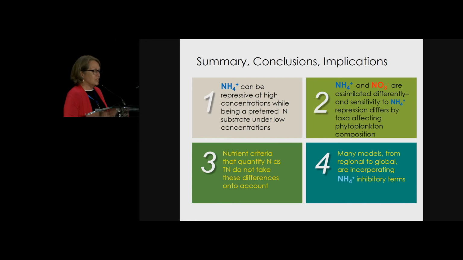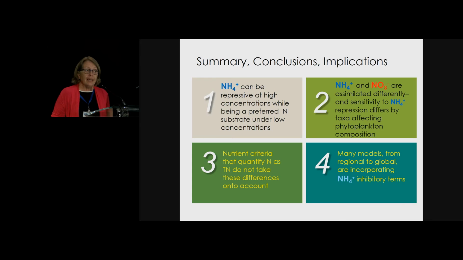So just to conclude, I think I've shown you that ammonium can be repressive at high concentrations while being a preferred nitrogen substrate under low concentrations, and this repressive effect is becoming more and more important in our eutrophic environments. Ammonium and nitrate are assimilated differently by different phytoplankton groups. We've long known this, and the sensitivity to ammonium repression affects phytoplankton taxa differently.